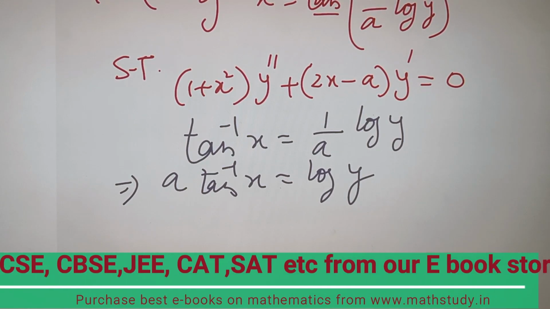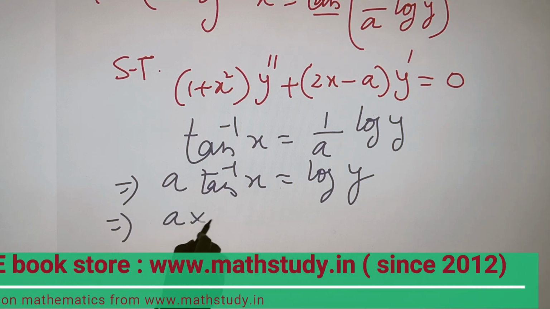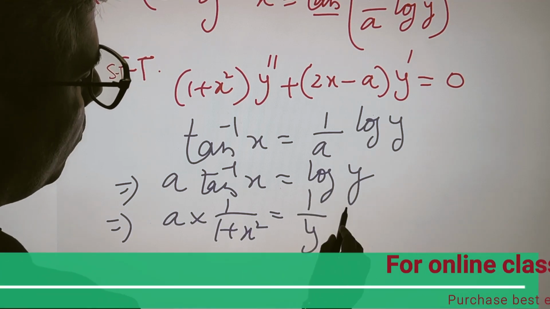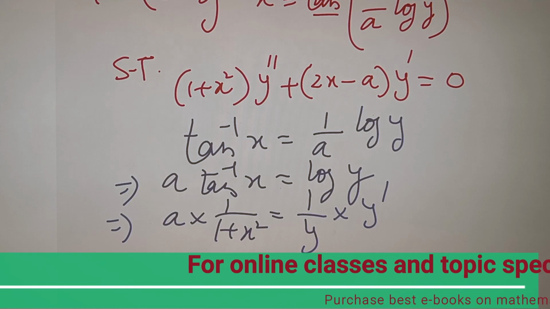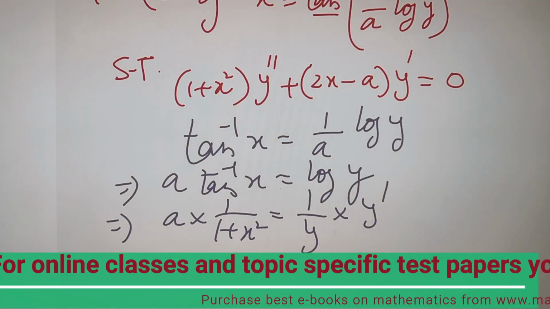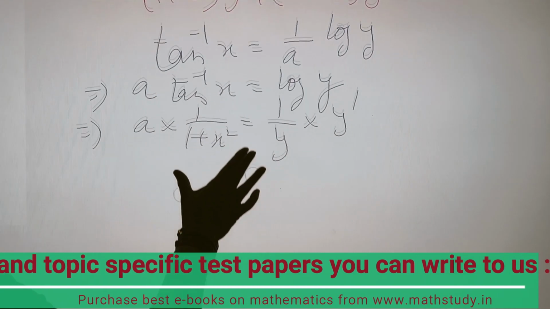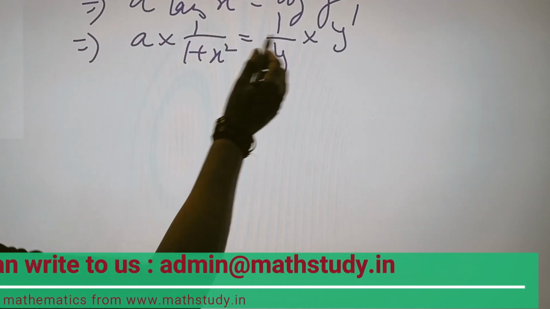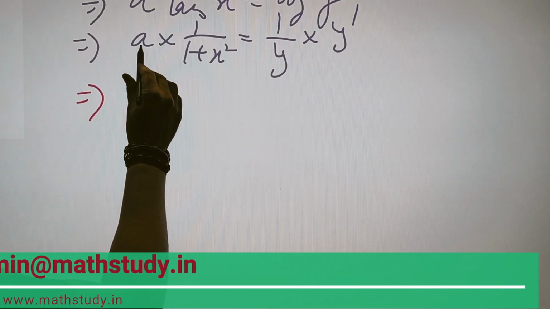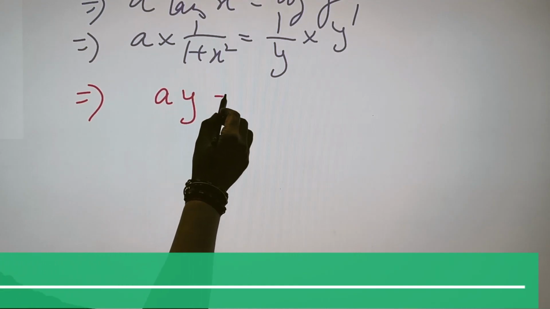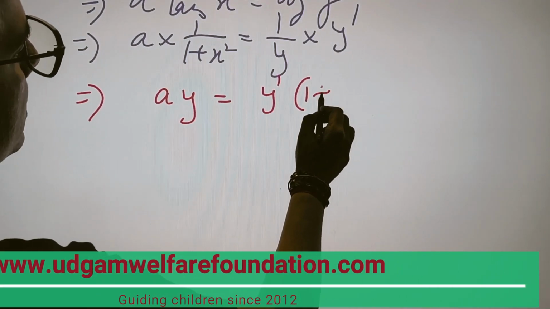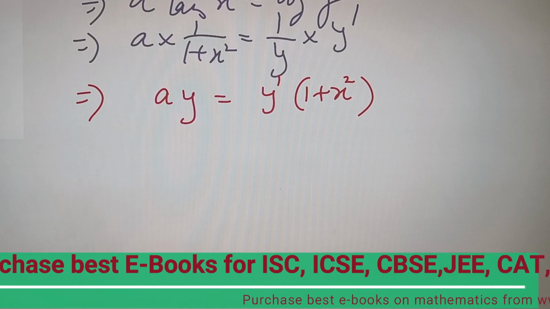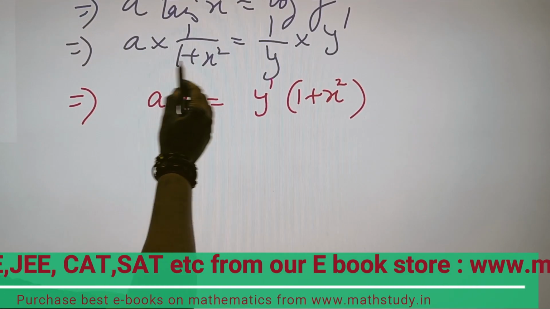Now differentiating with respect to x, we will get a into 1 upon (1 plus x²) equals, the derivative of log y is nothing but 1 upon y into y dash. So this is our derivative. Now let's make some space here so that we can elaborate it more clearly. Now we can simply cross multiply and we will get ay equals y dash into (1 plus x²). I think I am clear here. We have simply cross multiplied our equation.